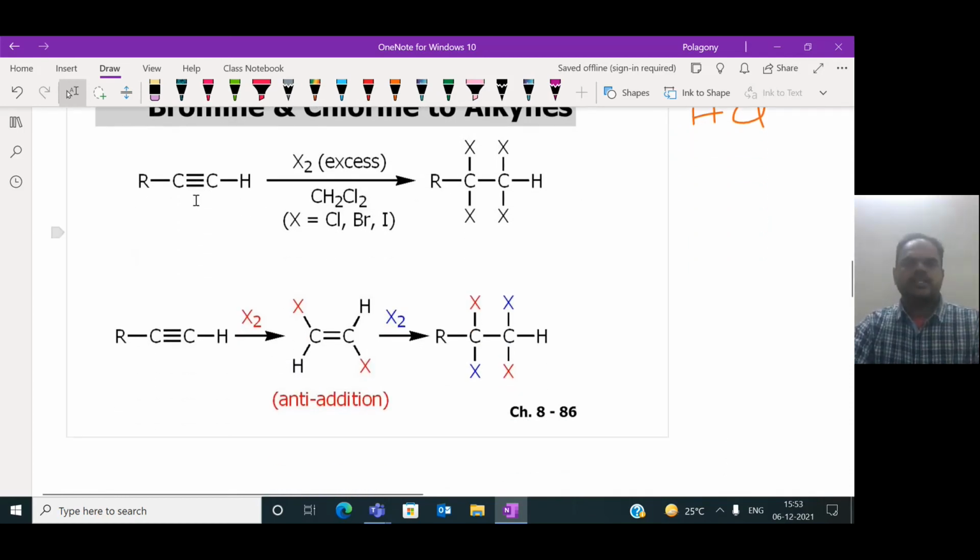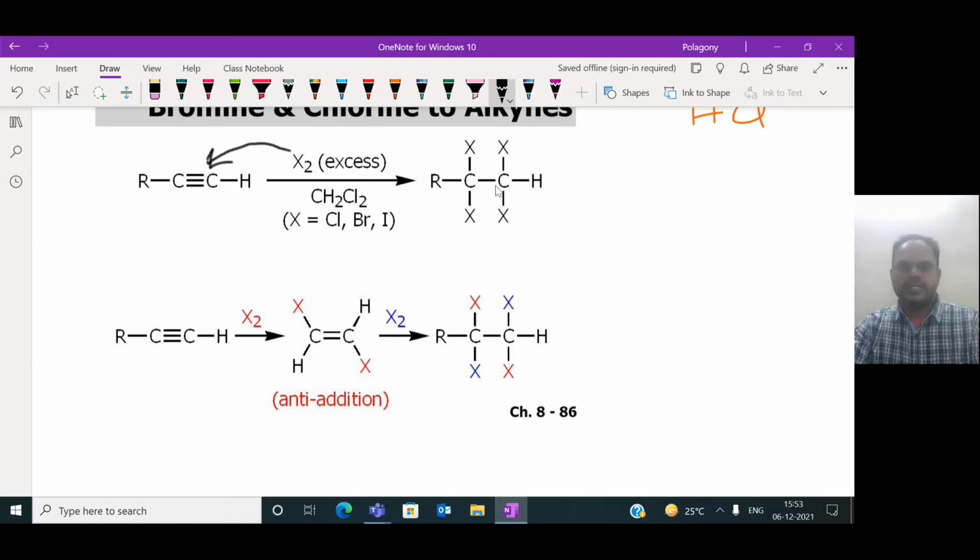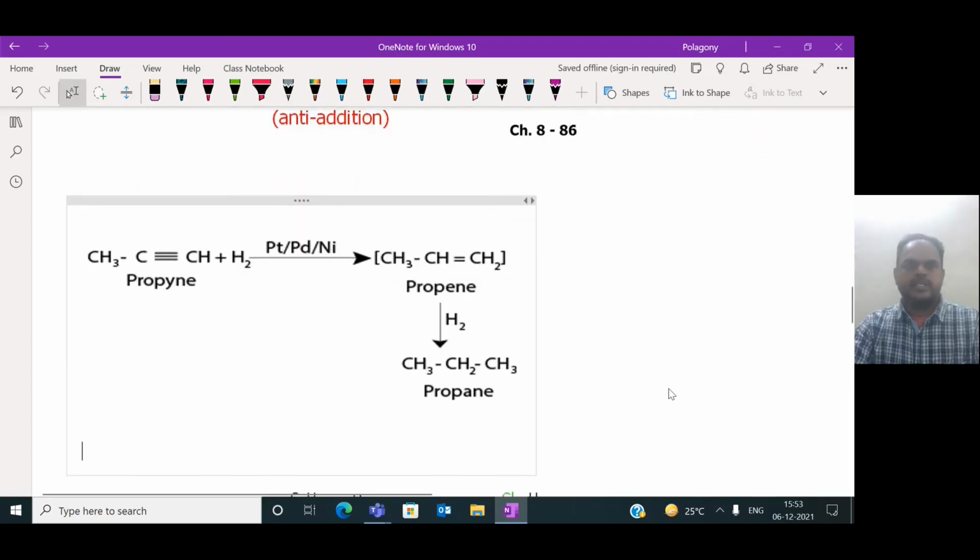Let us take one example, R-C triple bond CH. When this reacts with excess halogen in the presence of dichloromethane, the halogen is added to the triple covalent bond. Then we can get a tetrahalo derivative compound. When the halogen is added to this triple covalent bond, we get tetrahalo derivative compounds. Now let us take an example.